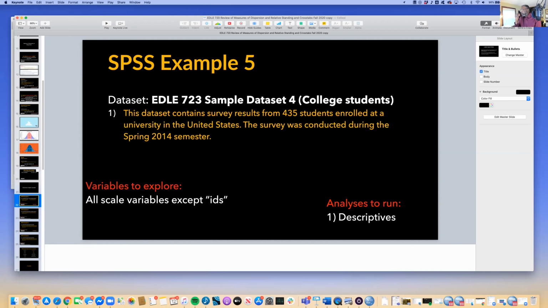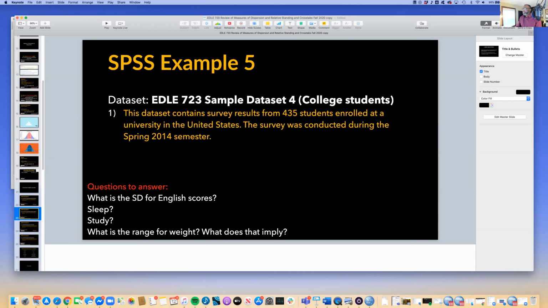Let's open up our college students data set, and I want to basically finish standard deviation and measures of dispersion here. So let's fire up our college students data set. We're going to get the standard deviation for English. Ms. Carver Moore, can you find the standard deviation for English? Mrs. Hill, can you find the standard deviation for sleep?